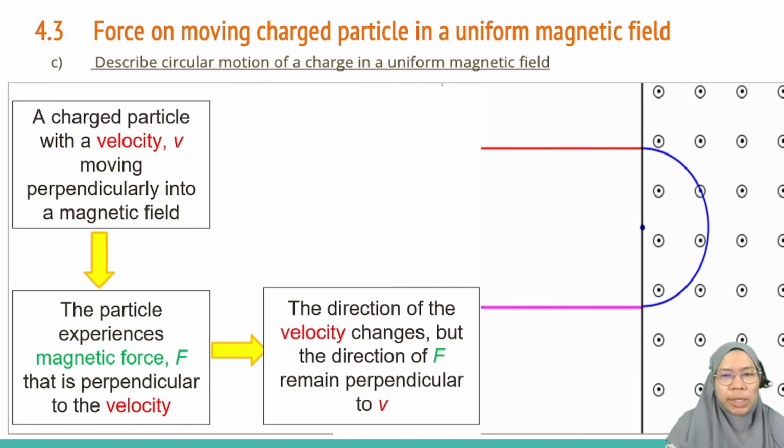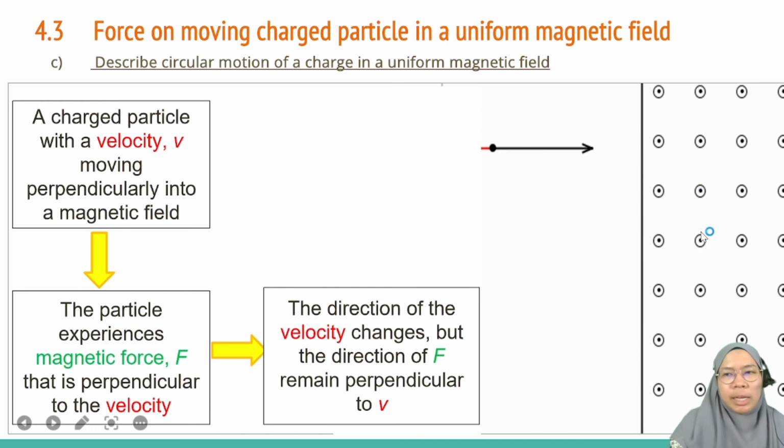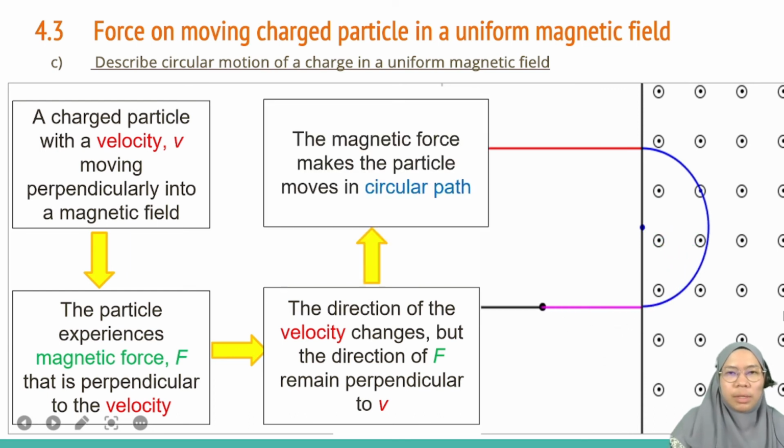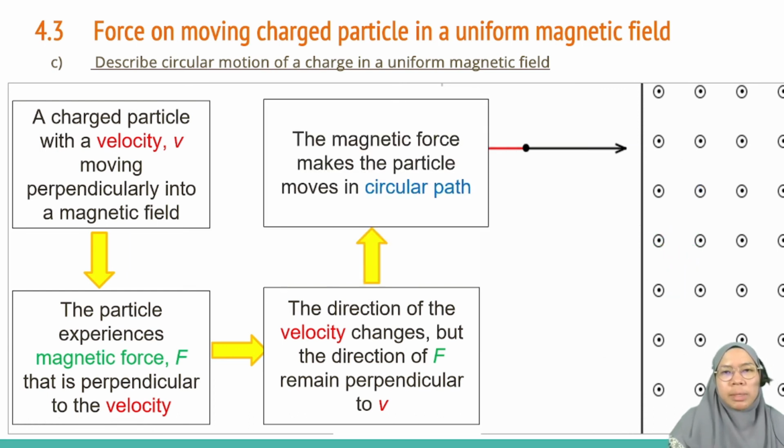Directions of the velocity changes, but the directions of F remain perpendicular to V. The black arrow is V and the green arrow is F. So they are always 90 degrees to each other. So the magnetic force makes the particle move in circular path.